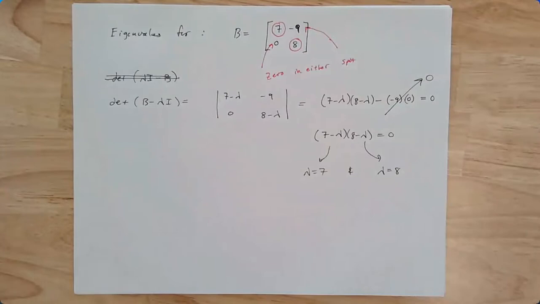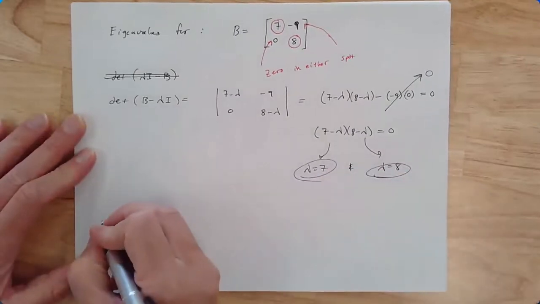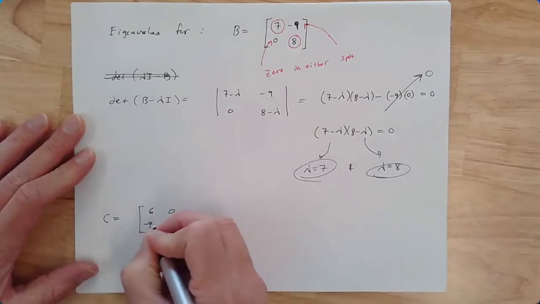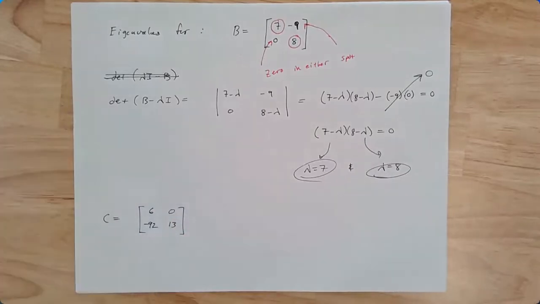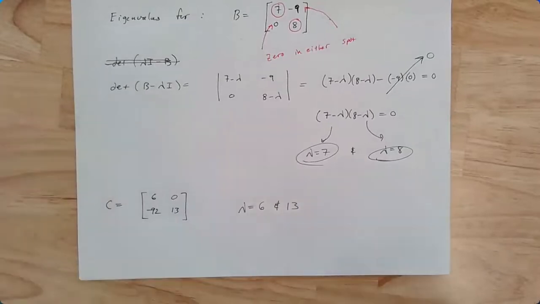A lot of times you will see examples on exams or homework assignments where you end up having a 0 in the lower left corner or the upper right corner. And that means you don't have to do any work to find the eigenvalues. They are just whatever is on the diagonal, which is great. So one more quick example. If my matrix C is, I don't know, 6, 0, -92, and 13, I don't have to do any work. I know that my eigenvalues are 6 and 13. Done. Which is great. So definitely take that to heart. It'll definitely show up later on. It's kind of cool.